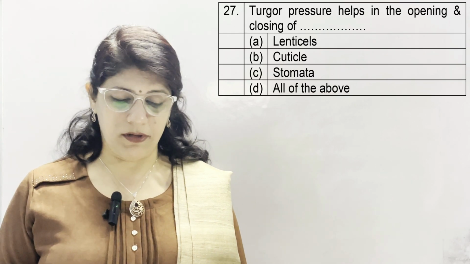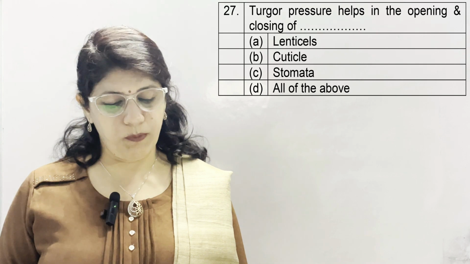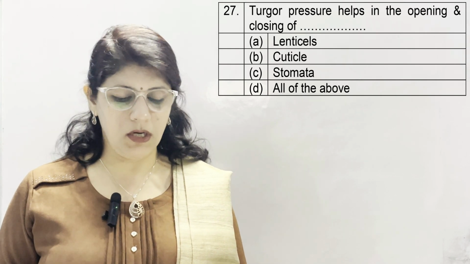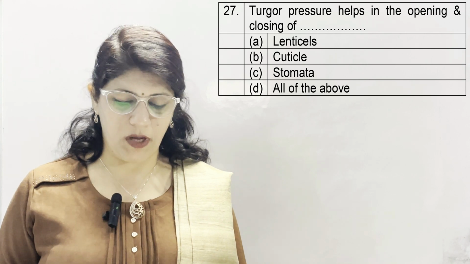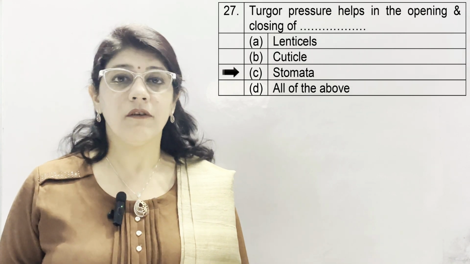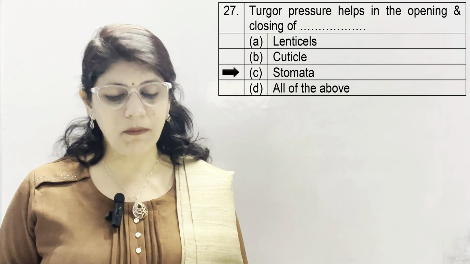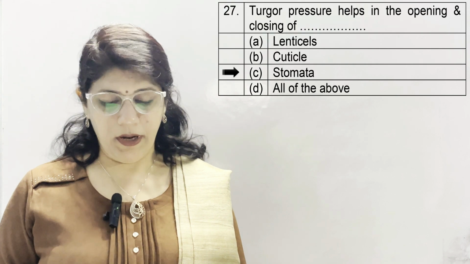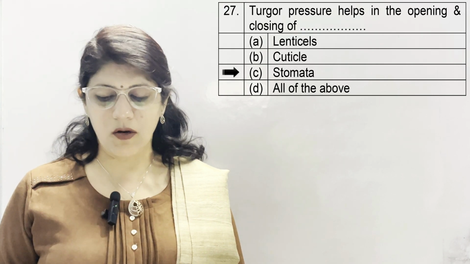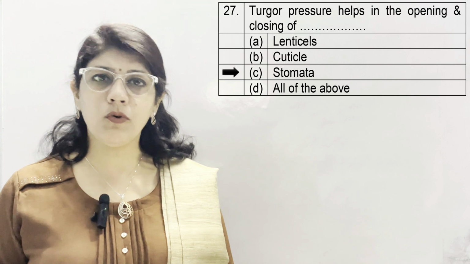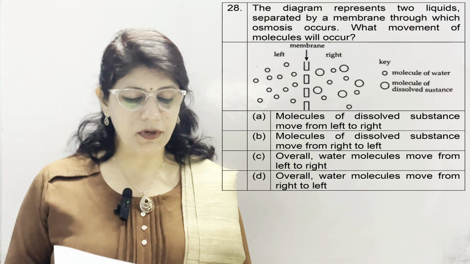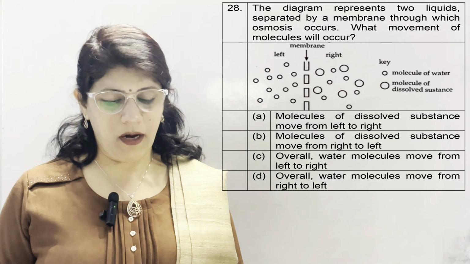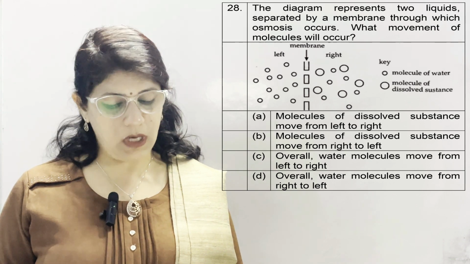Question number 27. Turgor pressure helps in the opening and closing of A. lenticels, B. cuticle, C. stomata, and D. all of the above. And the correct option is C, which is stomata. When the guard cell become turgid, they expand, causing stomata to open, and become flaccid as they lose water, causing stomata to close.